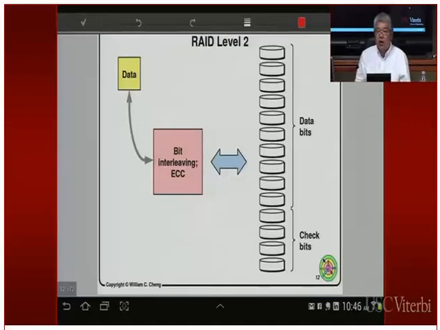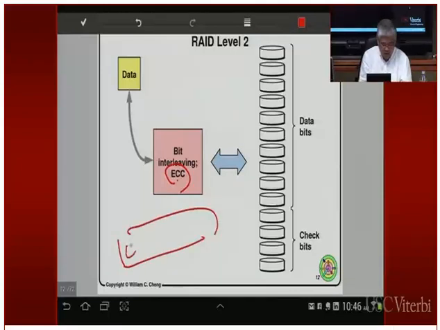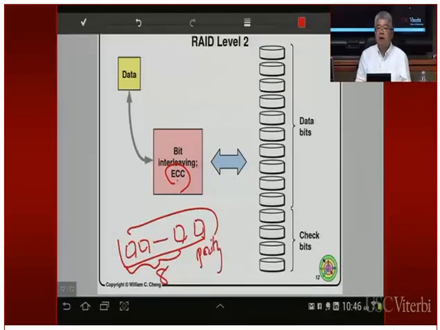RAID level 2 is basically using error correcting code. Error correcting code is something that we use on memory. When you buy a piece of memory these days, you can buy a simple memory, and the simple memory comes with a parity chip. So you're going to end up with a memory card where there might be 8 of these chips, and then there's an extra chip for parity. All right, so this is memory.